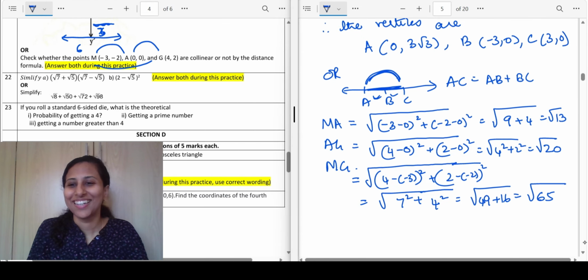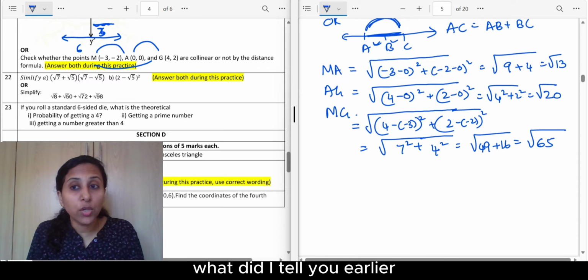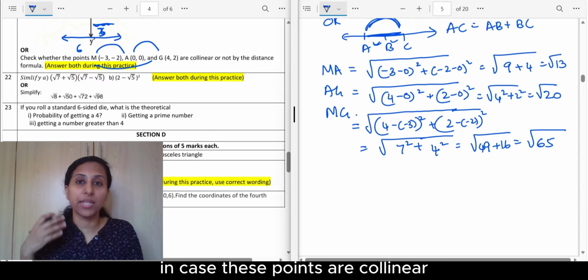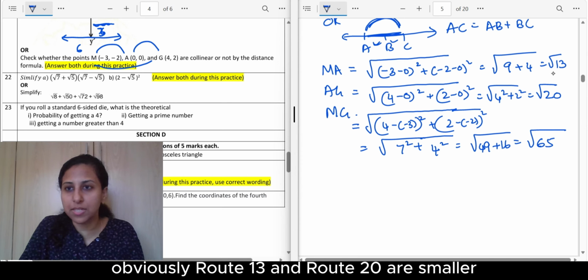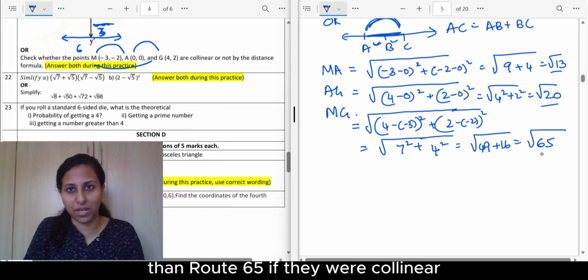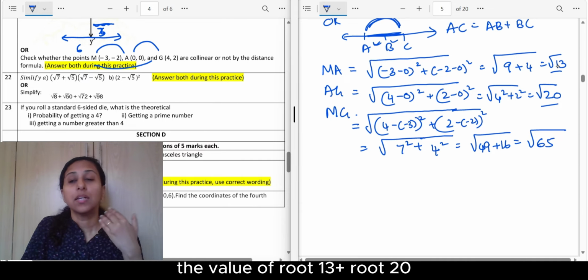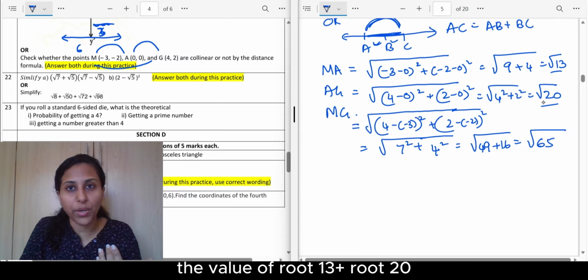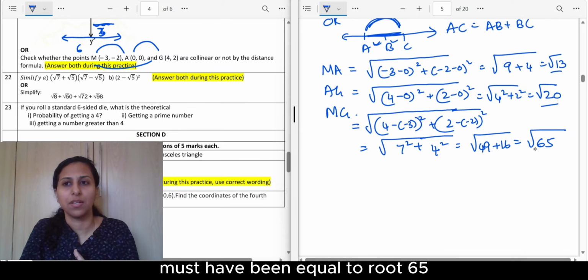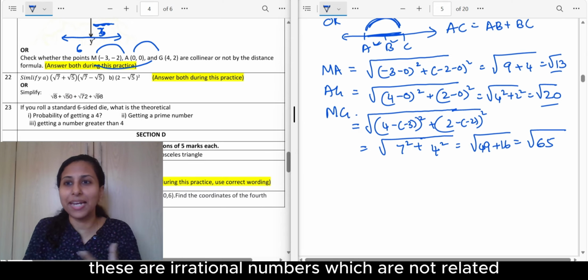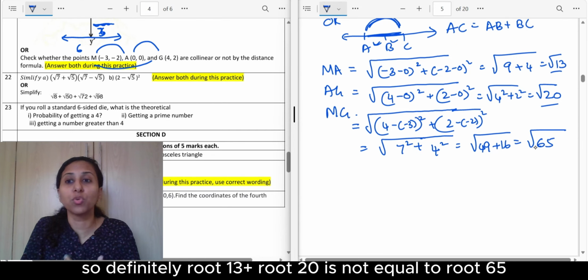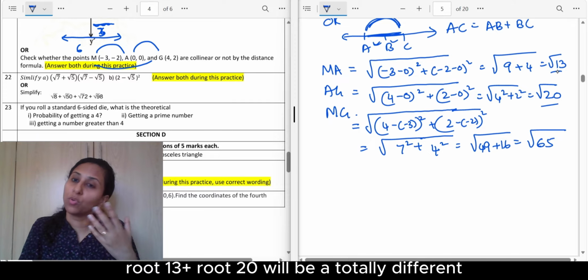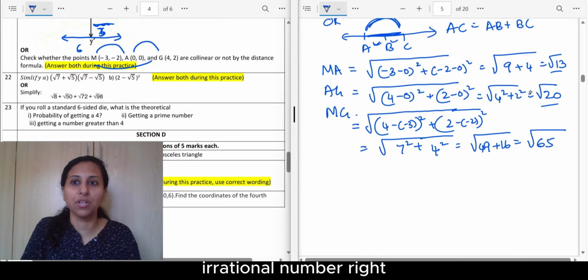What did I tell you earlier? In case these points are collinear, what would happen? The sum of the two smallest distances, which are obviously root 13 and root 20, which are smaller than root 65. If they were collinear, the value of root 13 plus root 20 must have been equal to root 65. These are irrational numbers which are not related. We can't even add root 13 plus root 20. So definitely root 13 plus root 20 is not equal to root 65. Root 13 plus root 20 will be a totally different irrational number.